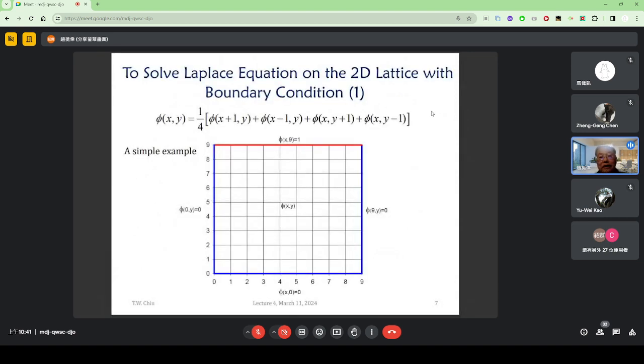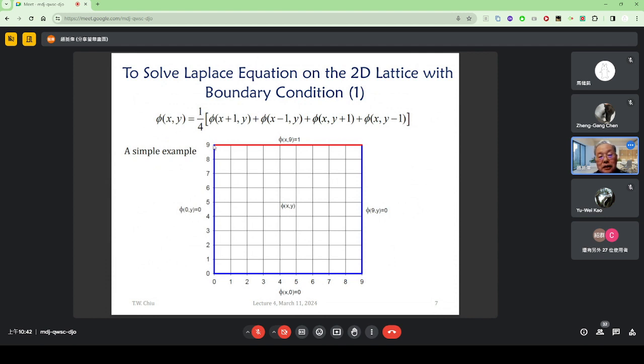Solving the Laplace equation amounts to finding the phi that satisfies this equation, the Laplacian of phi equal to 0, in a region where there is no charge. If there are charges, then I have to modify it, easily. I will show you later how to do it. But first, let me solve this problem with some boundary conditions.